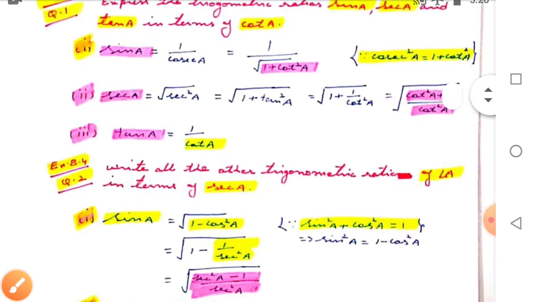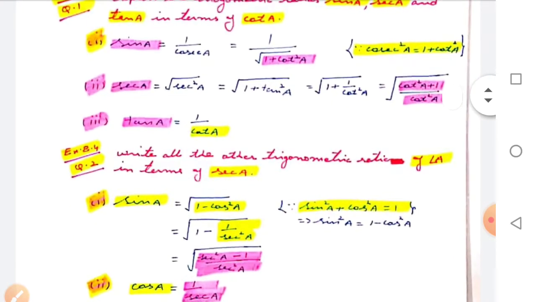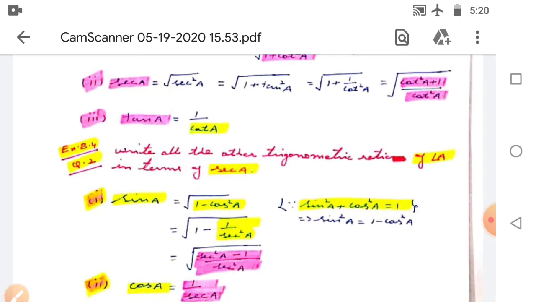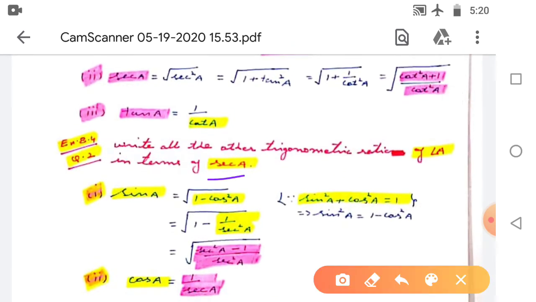Now question number 2 here. Write all the other trigonometric ratios of angle A in terms of sec A, right? So we start with sine A. Sine A is equal to square root of 1 minus cos square A, because we know that sine square A plus cos square A is equal to 1. So sine square A is equal to 1 minus cos square A, right? So sine A is equal to under root 1 minus cos square A.